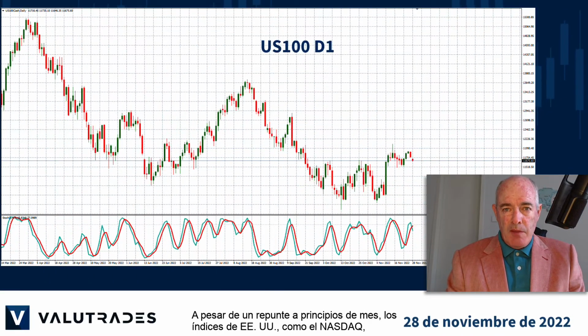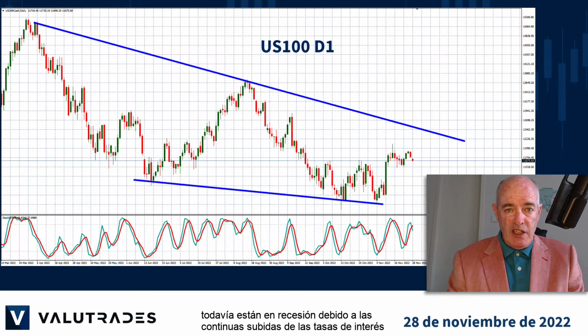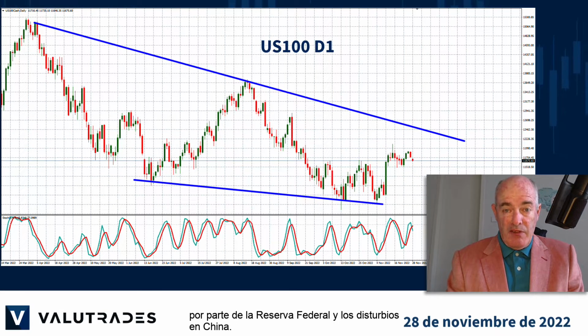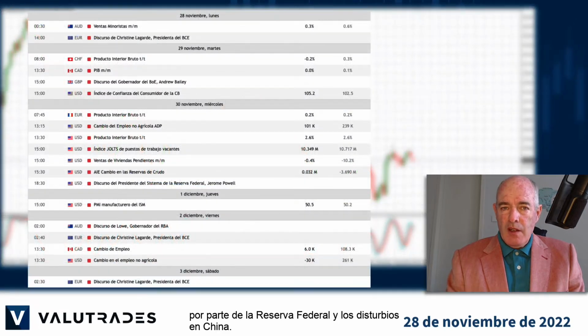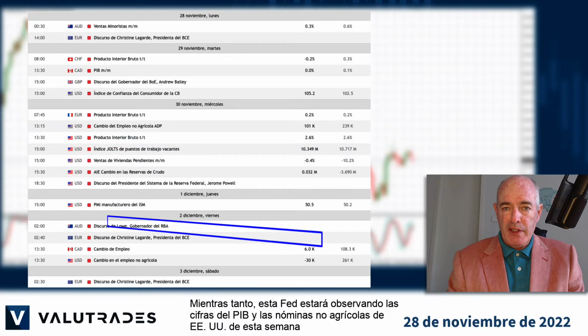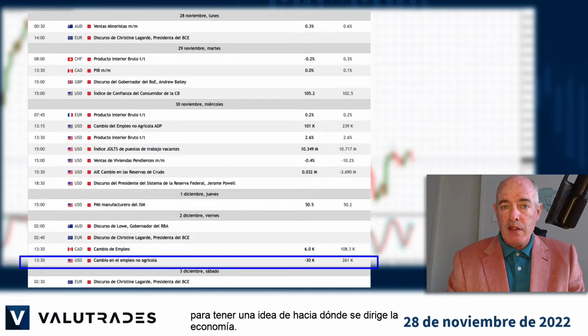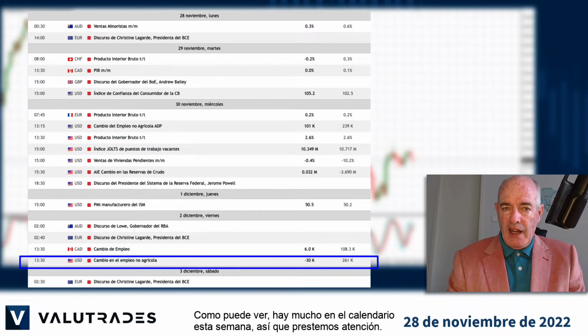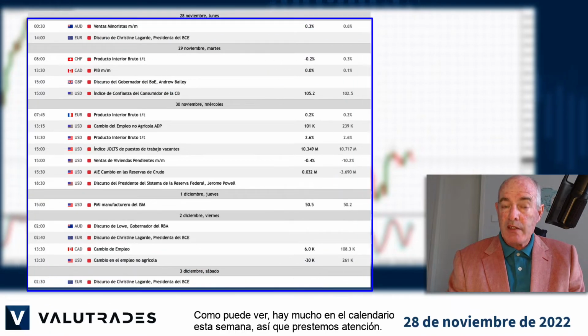Despite a rally earlier in the month, US indices like the NASDAQ are still in a downturn based on continuing interest rate rises by the Fed and unrest in China. Meanwhile, the Fed will be watching this week's US GDP and non-farm payroll figures to get some idea of where the economy is headed. And as you can see, there's a lot on the calendar this week, so let's pay attention.